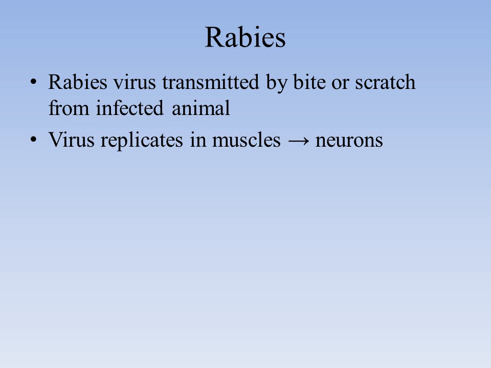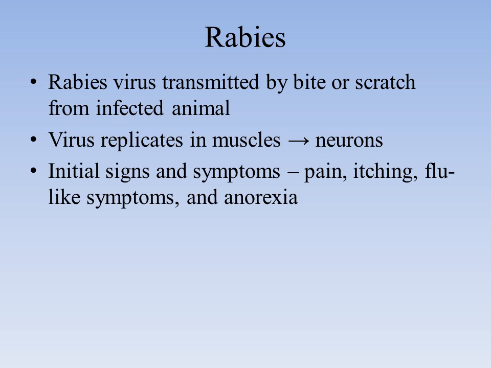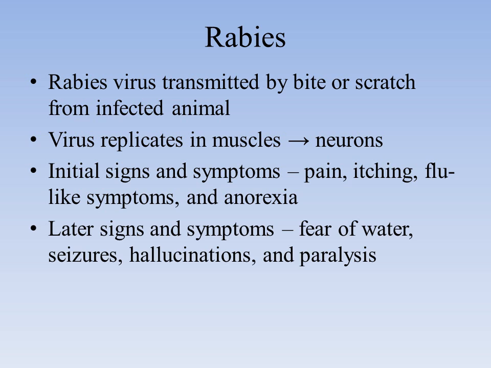So what rabies does is it replicates in the muscle cells and moves on from there to the neurons. The virus starts in muscles, then moves on to the neurons. The initial signs and symptoms of rabies are going to be some sort of pain at the area of the bite. Of course, the bite or scratch itself is going to hurt. But you're going to get pain, a lot of itching, the classic flu-like symptoms, and also anorexia. So we're getting some neurological kind of anorexia. You're not hungry and you just don't eat.